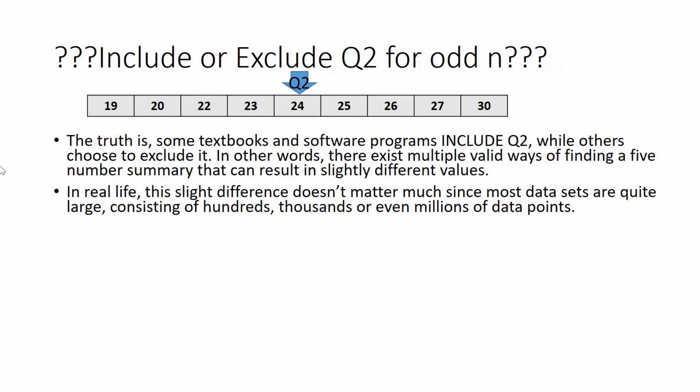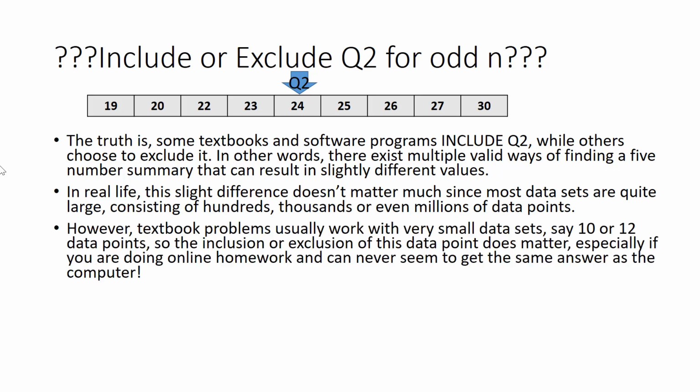In real life, the reason that it's acceptable to include or exclude Q2 is because in real life we usually have hundreds, thousands, or even millions of data points. So, including or excluding a single data point is going to make a very small difference. But in textbook problems, because you're expected to do this manually without the use of software, we work with very small data sets, just again for simplicity and ease of teaching and for assessing the content.